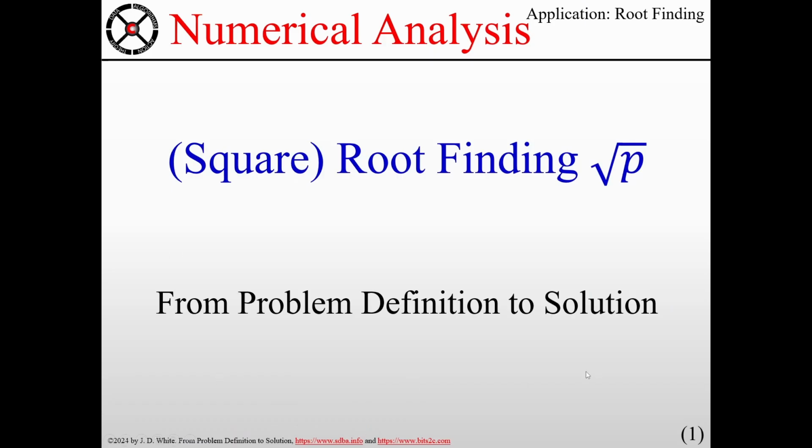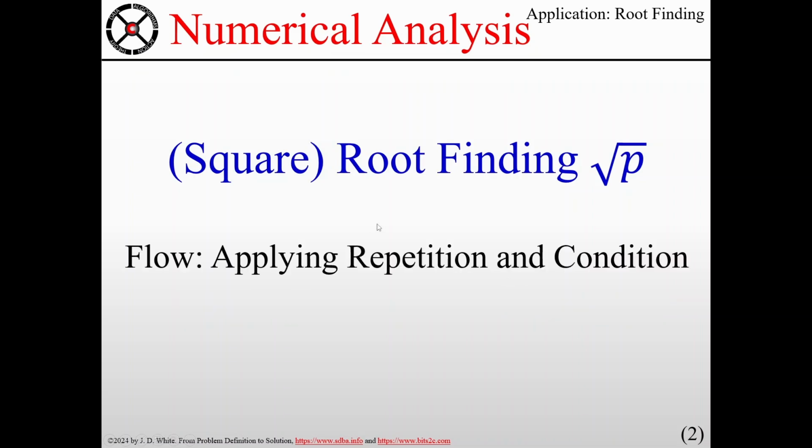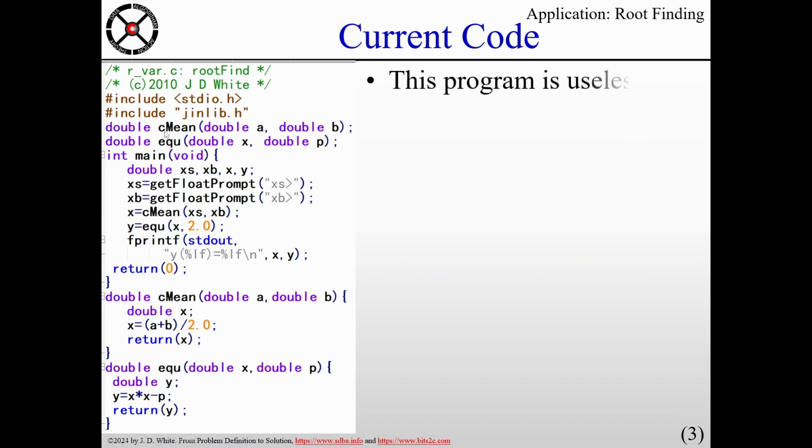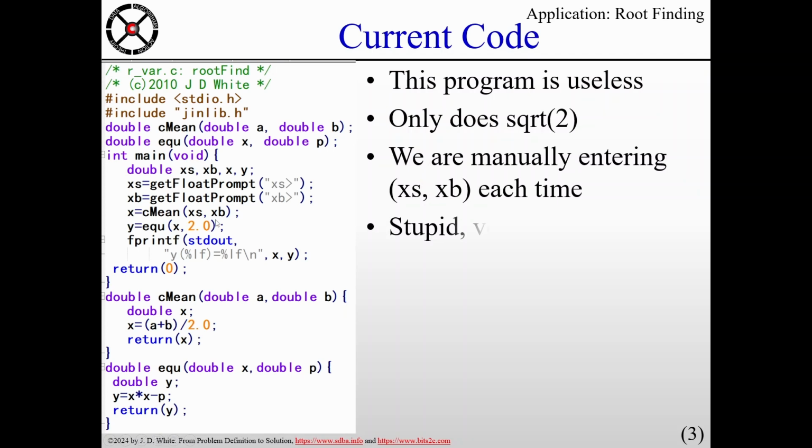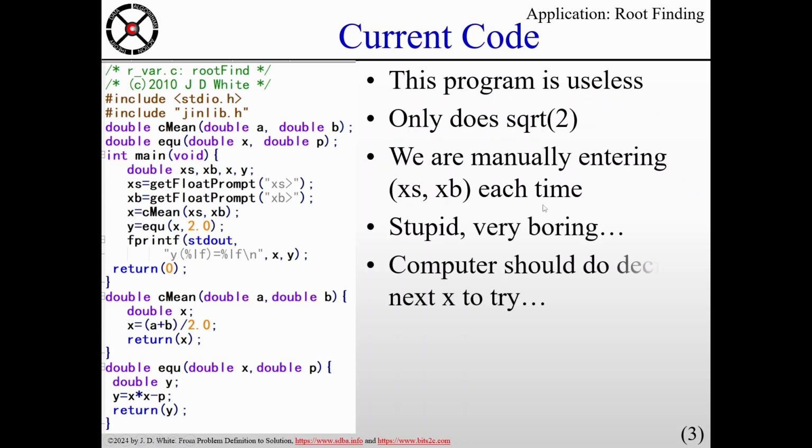Okay, so we're looking now at the square root problem again. We want to look at using repetition and condition, and we're going to basically create a function to calculate the square root. Okay, basically our own function square root. This program we have right now only does the square root of 2, right? We're manually entering xs, xb each time. This is quite stupid and very boring. The computer should decide the next x to try, and so we need to automate with repetition.